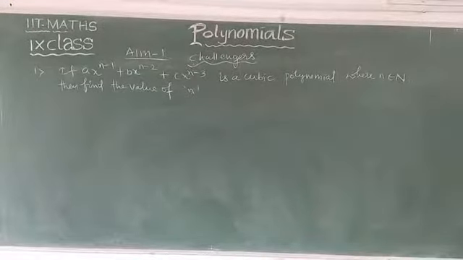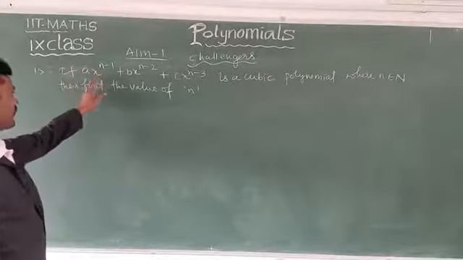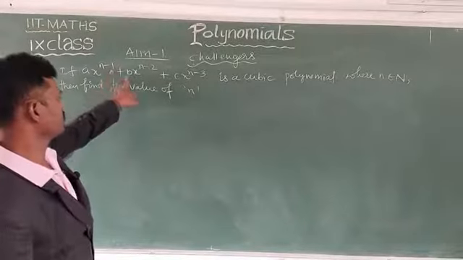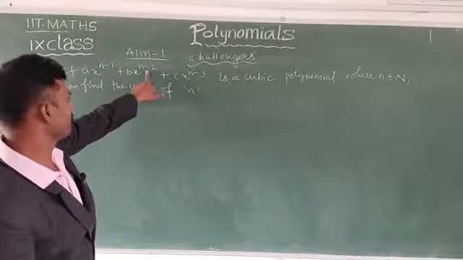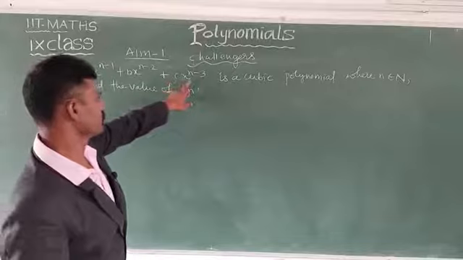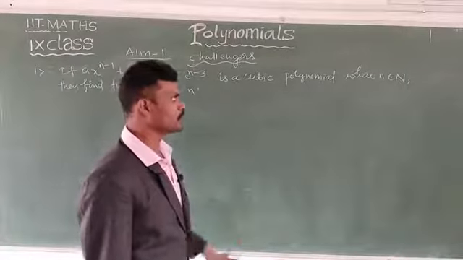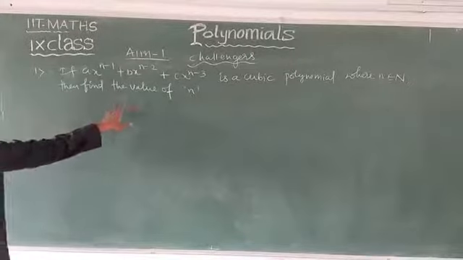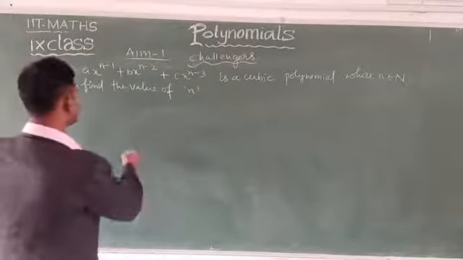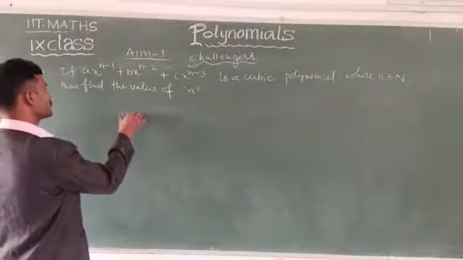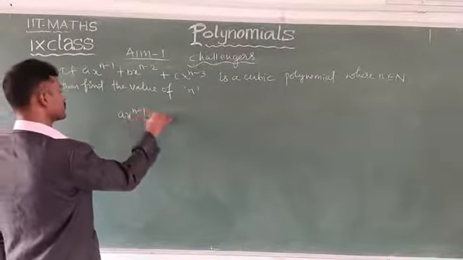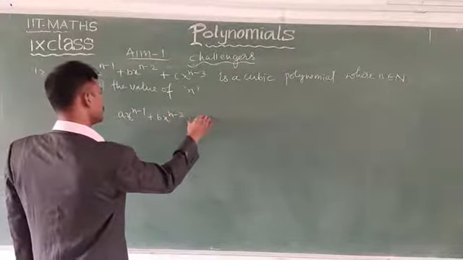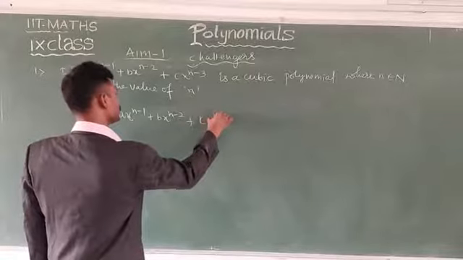Okay, now first question, challenges aim 1. If ax to the power of n minus 1 plus bx to the power of n minus 2 plus cx to the power of n minus 3 is a cubic polynomial where n belongs to capital N, then find the value of n. See here, very clearly we know that this is the expression ax to the power of n minus 1 plus bx to the power of n minus 2 plus cx to the power of n minus 3.